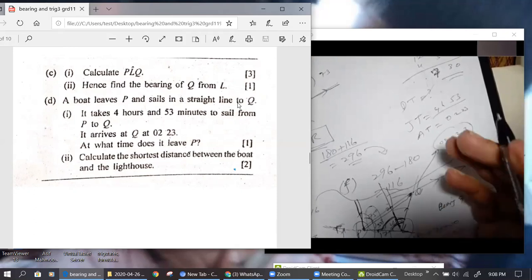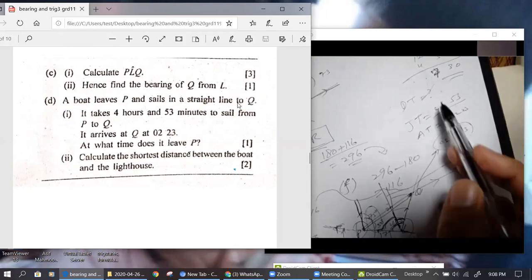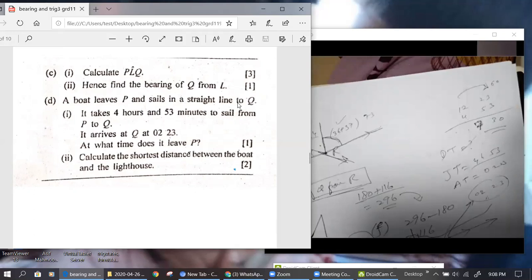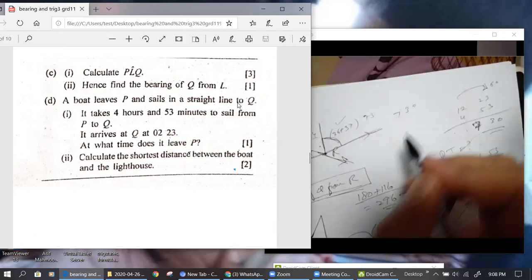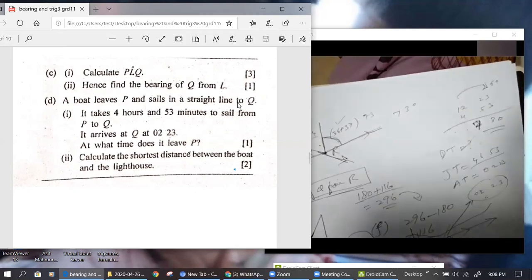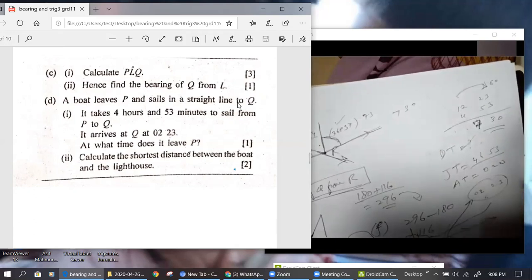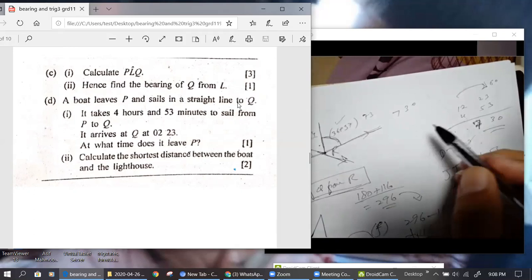The answer is 7:30. So if you now count from 7:30, and how many hours? 4 hours, I'll say it, 53 minutes. Okay. 7:30 or what? I think it's still wrong. 7:30 plus 4 hours 53 minutes.